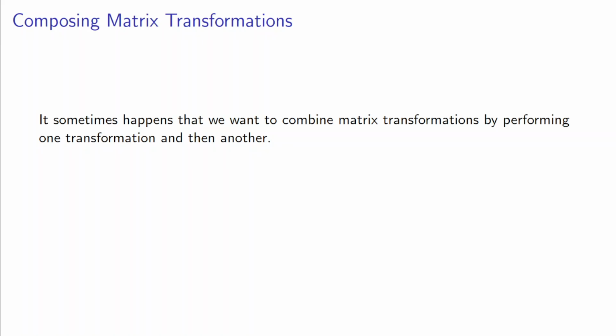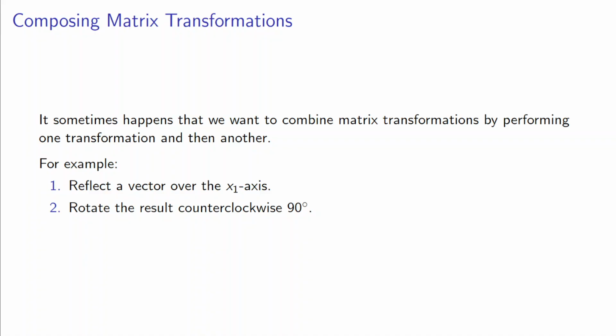In this video, we're going to look at composing matrix transformations. It sometimes happens that we want to combine matrix transformations by performing one transformation and then another. For example, let's say we wanted to first reflect a vector over the x1 axis and then rotate the result counterclockwise by 90 degrees.